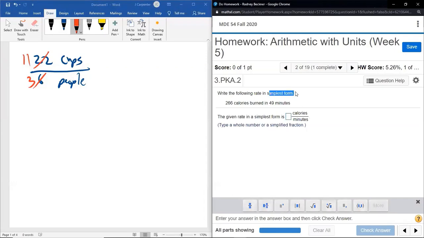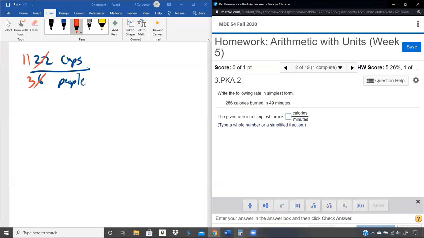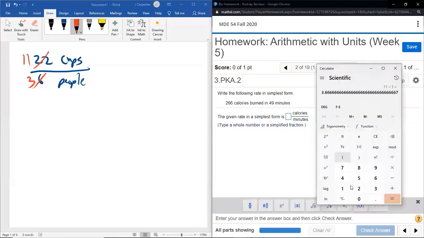So write it in simplest form. They say type a whole number or a simplified fraction. So maybe you think you're just going to divide this and get a whole number. So we can try that. We get 266 divided by 49.